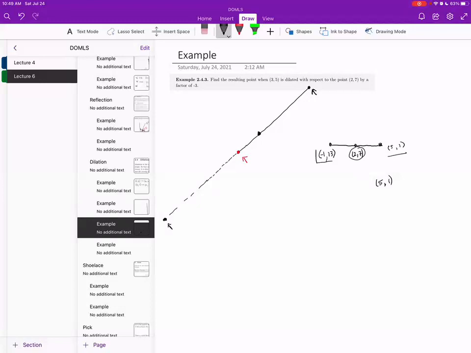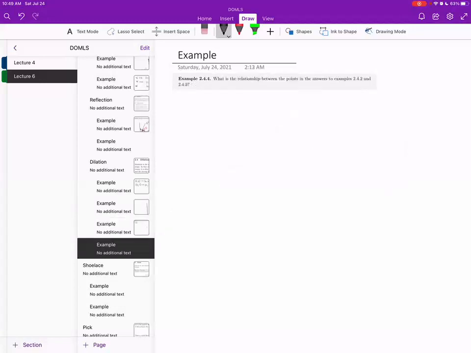So in other words, we didn't have to do any dilating here since we already did that work here. If we dilate by a factor of negative 3, it's just going to be the reflection across 2, 7. So we know that it's negative 1, 13. So again, what is the relationship between the 2 points in the previous examples? They're just reflections across the center of dilation. I'll just write reflections, but they are reflections across the center of dilation.